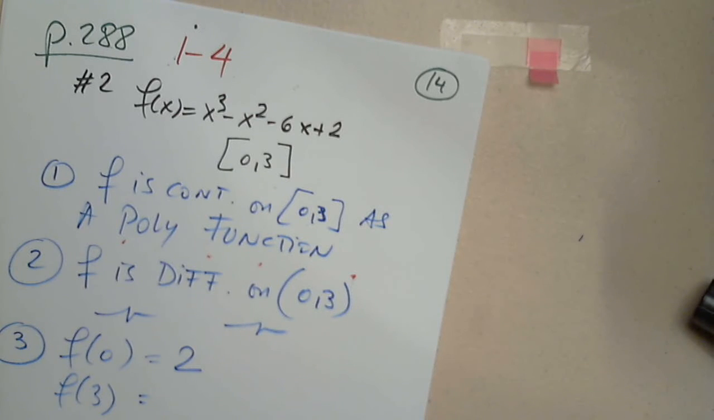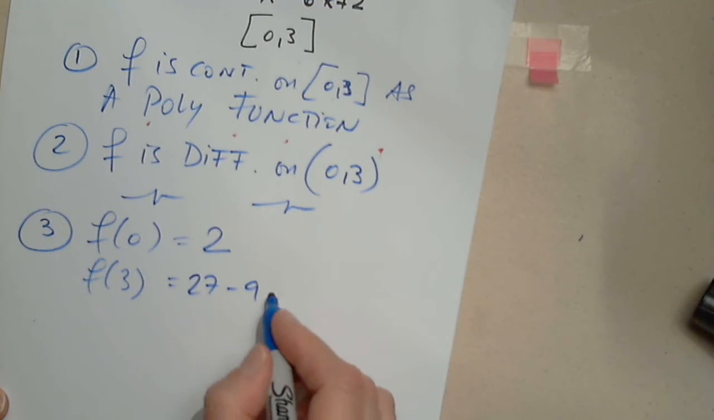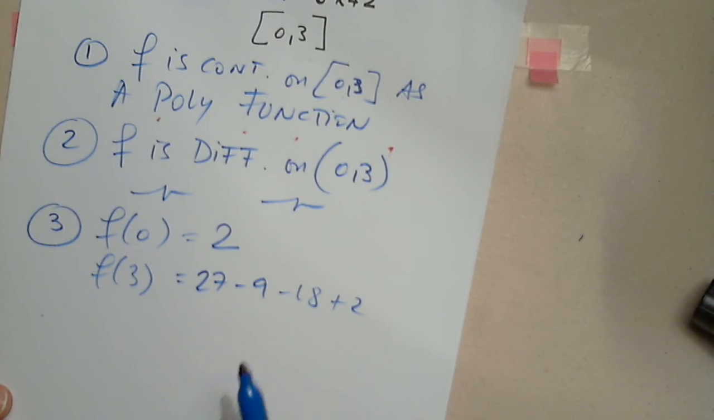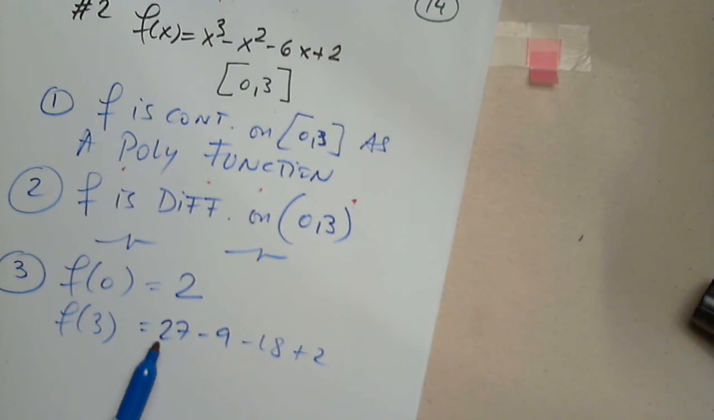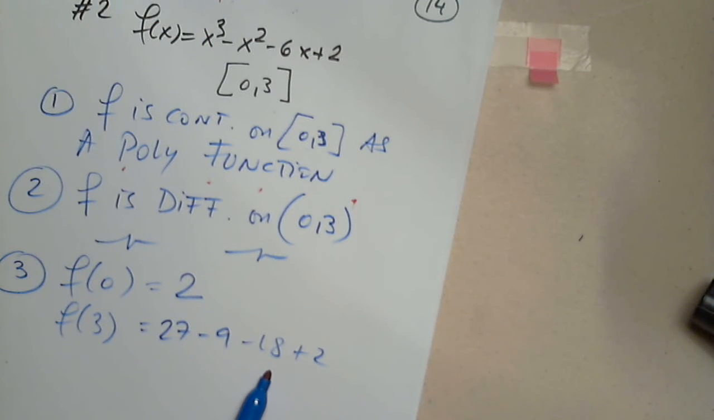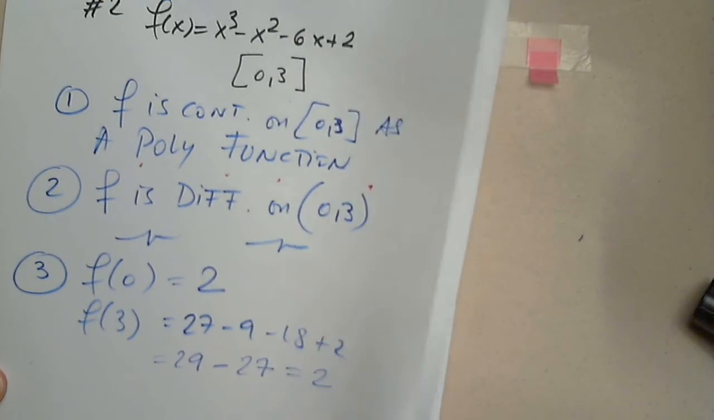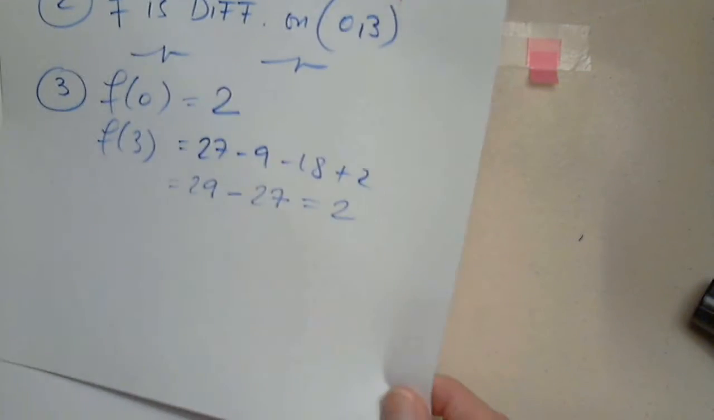For f of 3, what do I have? I have 27 minus 9, minus 18 and plus 2. So this is, it was 3, right? Yes. So 27 minus 9 minus 18 and plus 2. So this is 29 minus, I'm getting 2. Yes, okay, good. So all three conditions, not both, all three conditions are fulfilled.